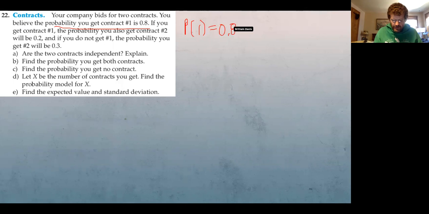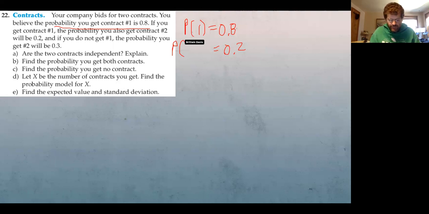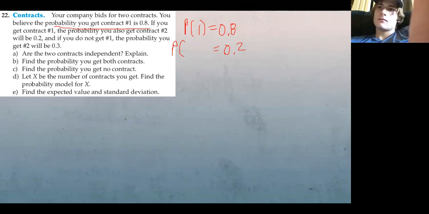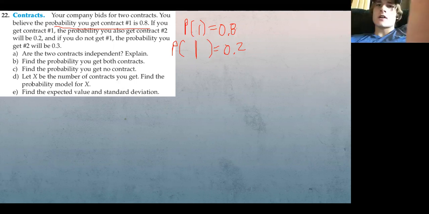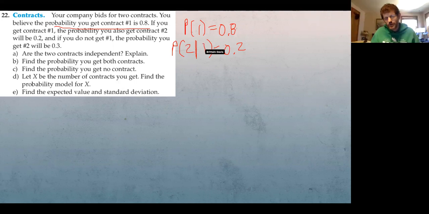All right, and now the next probability is 0.2, but how would I describe that probability? It's conditional. It is conditional. So it's the probability of what given what? Contract 2 given contract 1. Okay, probability contract 2 given that we got contract 1.